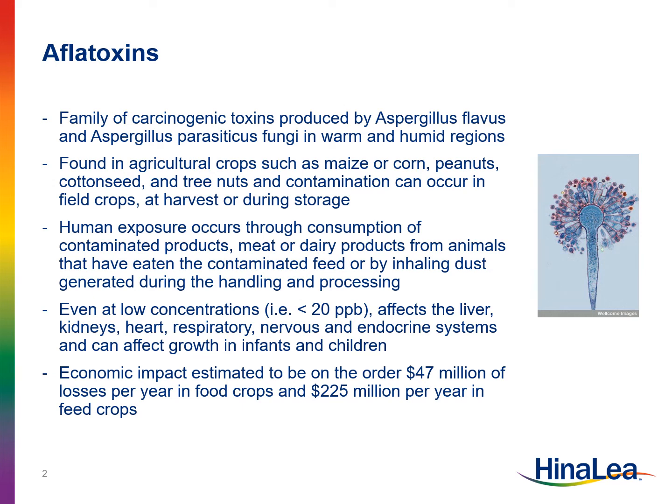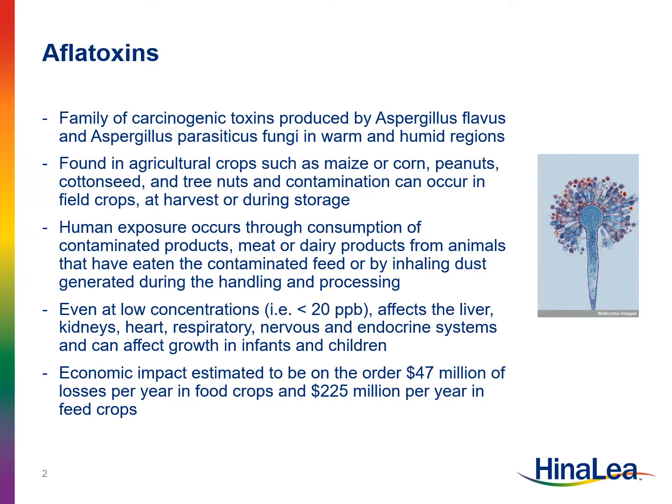Aflatoxin is part of a family of carcinogenic toxins produced by fungi in warm and humid regions and can be found in agricultural crops such as maize or corn, peanuts, cottonseed, and tree nuts. Contamination can occur in field crops, at harvest, or during storage.